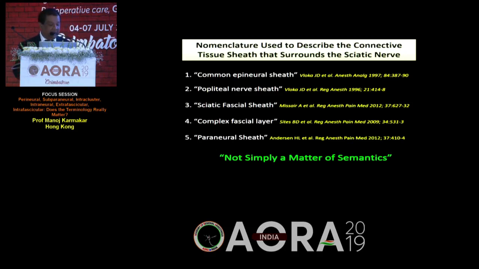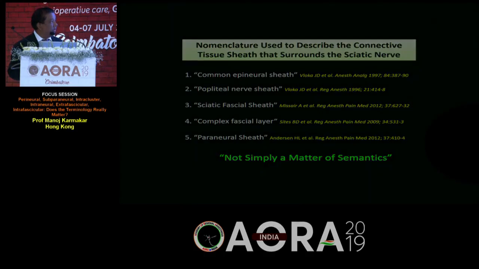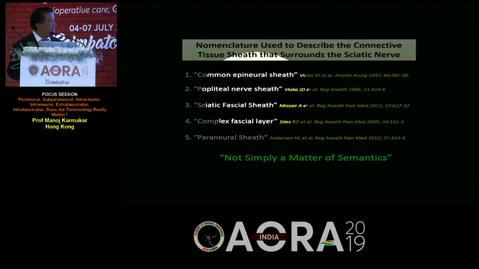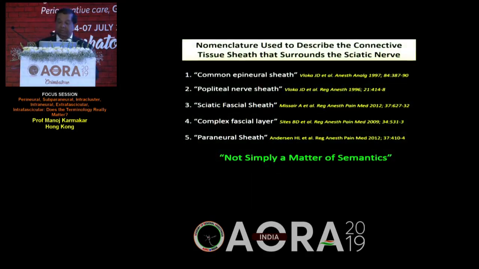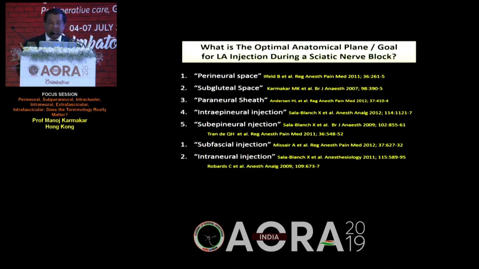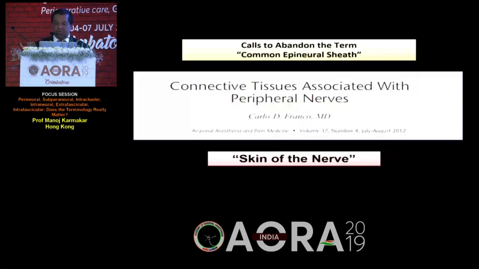You can see here, the same authors described it with a different name a few years later, a common epineural sheath, and then Bloch again describes it as the popliteal nerve sheath, and today it is called the perineural sheath. And as a result, a host of different injections and terminologies have been described, starting from perineural injection to intraepineural injection, subepineural, subfascial, etc. So there was a host of confusion as to what all this is about.